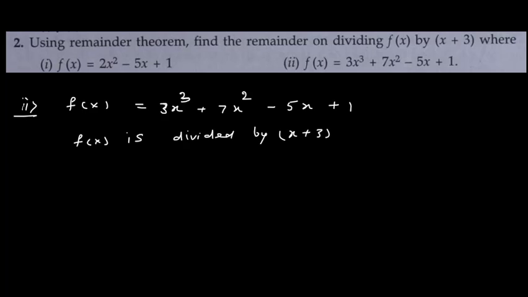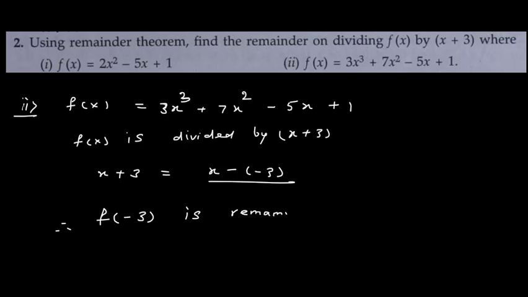This x plus 3 can be written as x minus of minus 3. So therefore f of minus 3 is the remainder. I have written this in the form of x minus a. So when the polynomial is divided by x minus a, f of a gives me the remainder. So here f of minus 3 is the remainder.